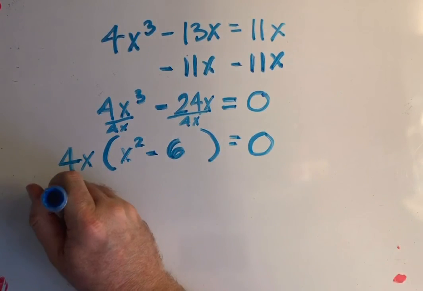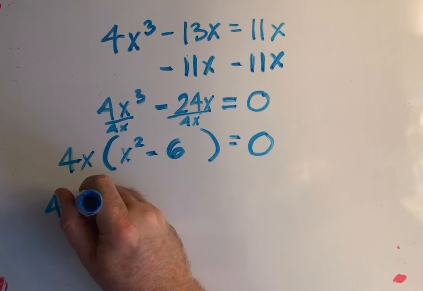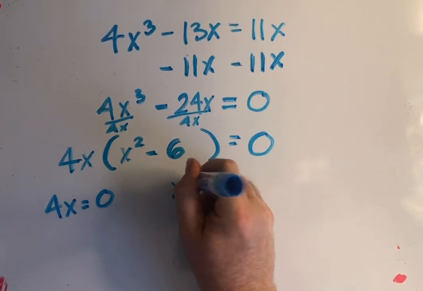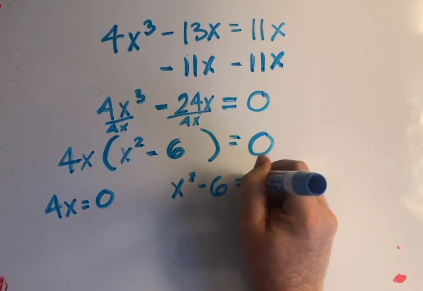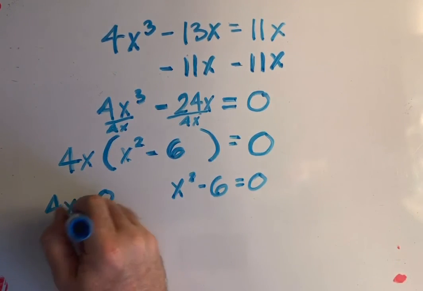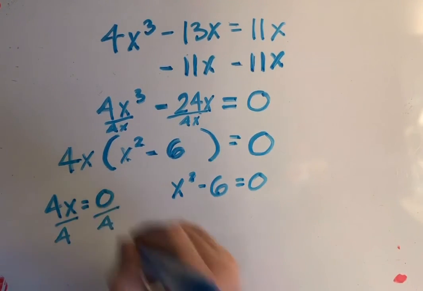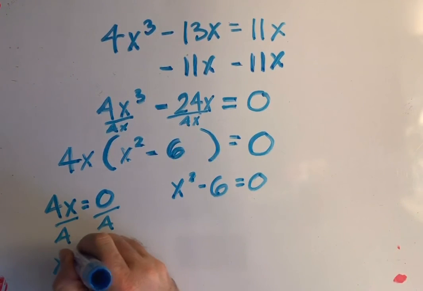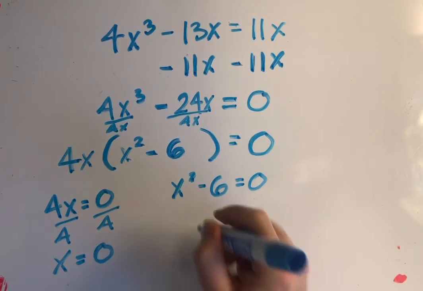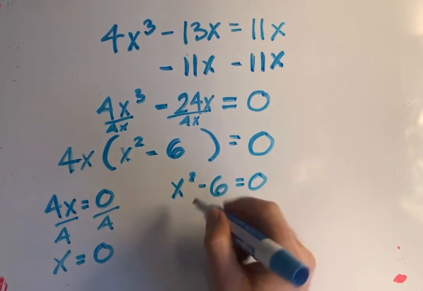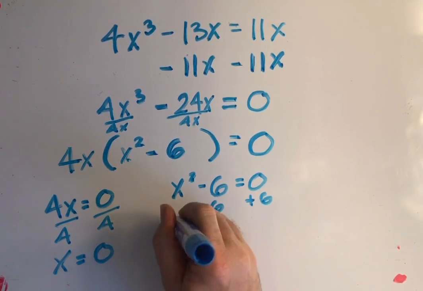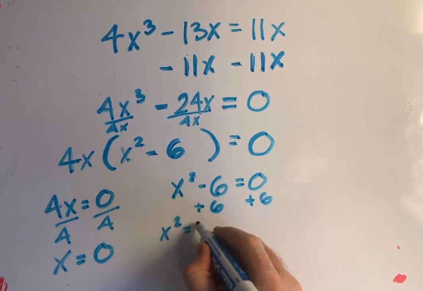So I'm going to do 4x equals 0 and x squared minus 6 is 0. I divide by 4. X equals 0. Over here, I have to solve for x, so I'm going to add 6 to both sides. So that's x squared equals 6.